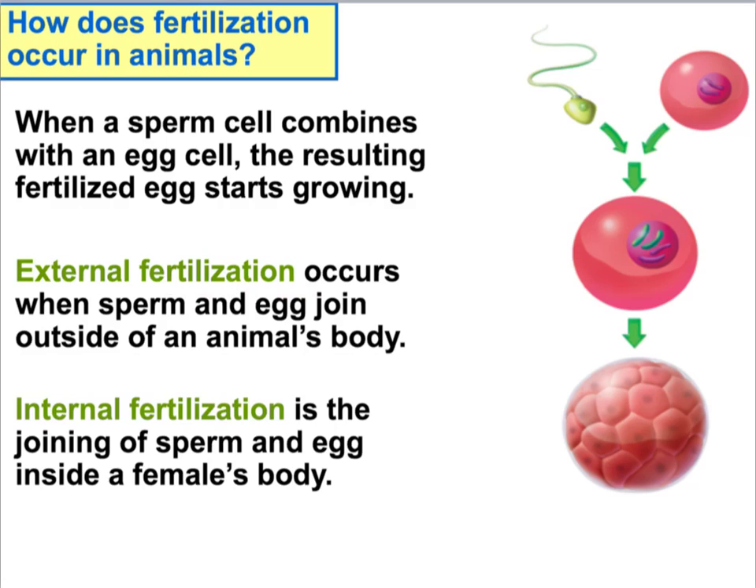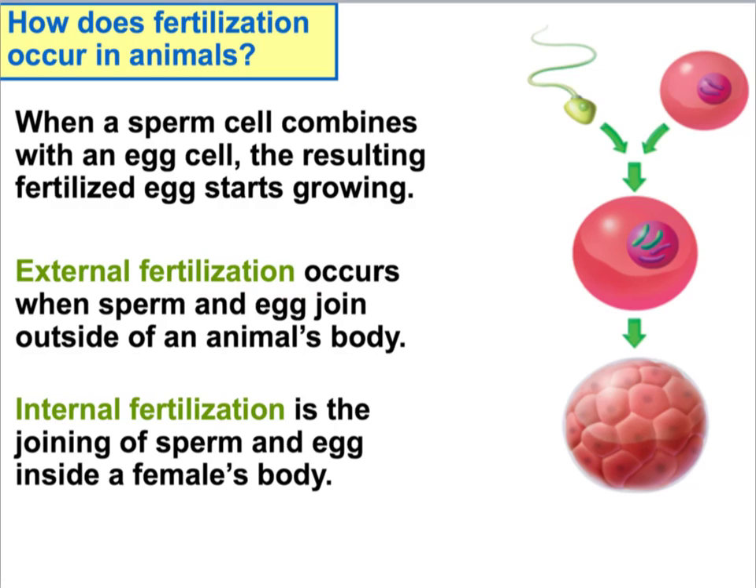Okay, so external is out of the body joining. Internal fertilization is when sperm and egg cell join inside of the body. That's like most animals, reptiles, mammals, birds. That's all internal fertilization. Internal fertilization increases the chances of fertilization and offspring survival. Okay. It protects the sex cells and the fertilized eggs from drying out. It protects them from the dangers of the harsh environments, pollutions, predators, and other organisms.